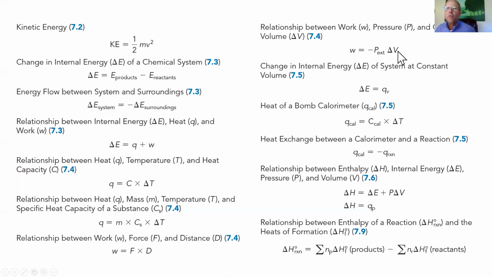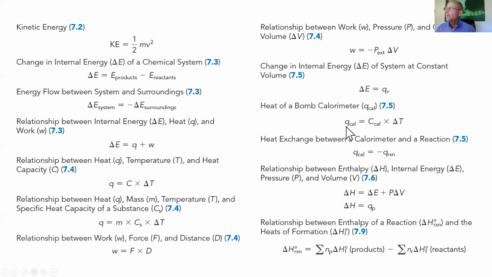The equation for pressure volume work: work is equal to minus P external delta V. That's like when a cylinder expands or contracts. Change in internal energy of a system at constant volume: delta E is equal to QV, because if the volume is constant, then delta V is 0, so there's no work. So delta E is just equal to QV. That's what happens in a bomb calorimeter.